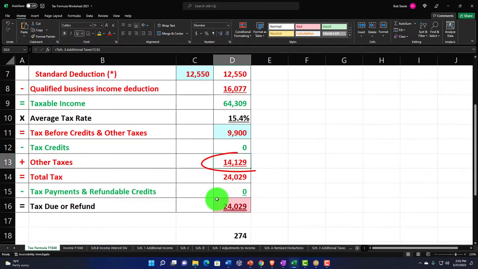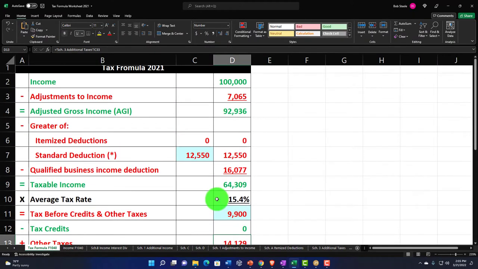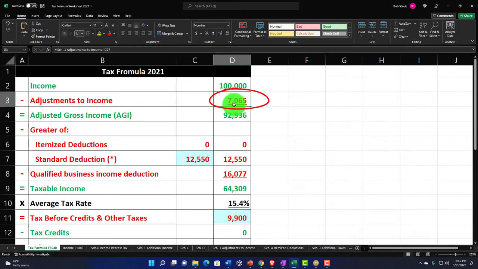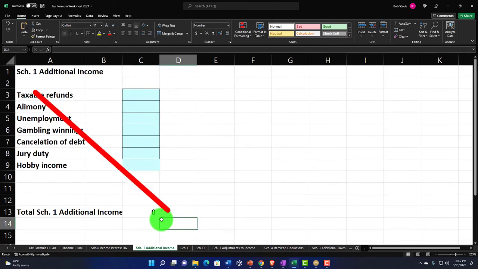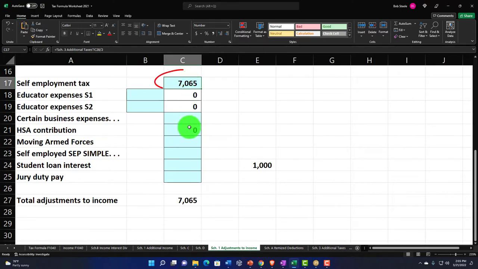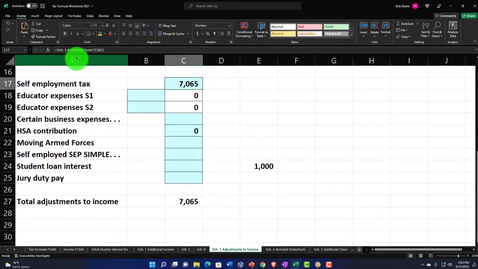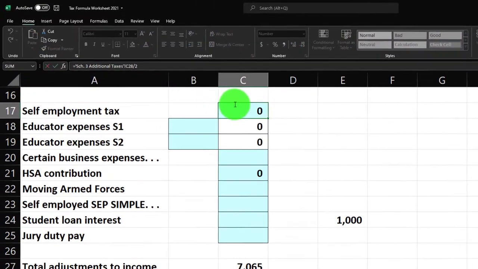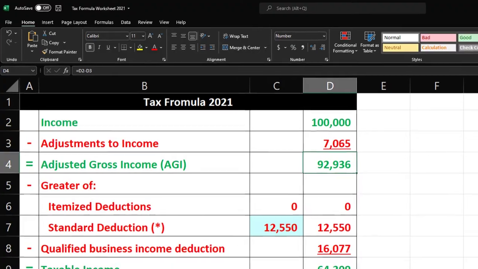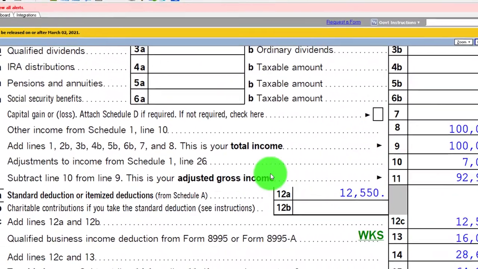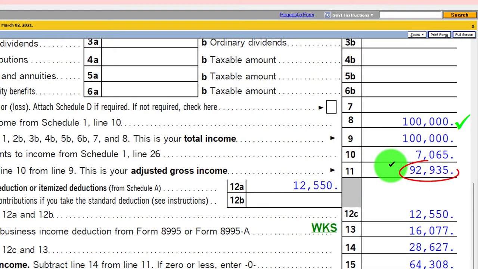Down here in the additional taxes, then we took half of that as deductible as an above the line deduction or adjustment to income. So that's in this one. There's the 7,065. We basically took half of that amount. You can see the formula. We pulled it over and divided it by 2. And that then is going to go here. That's going to be our adjusted gross income. And that lines up to what's on the tax return, page 1, adjusted gross income, 92,935.